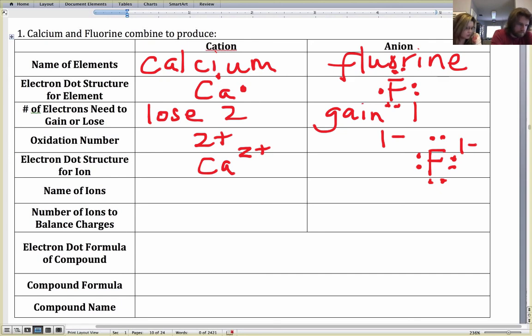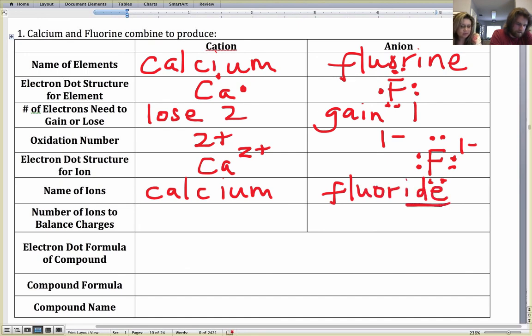So the name of the cation, from naming, remember that doesn't change. Right, metals don't change. Okay, calcium. Then what's the name of the nonmetal? Doesn't that have a special ending? So it's fluorinide. Fluoride. Yep, okay, the IDE ending.